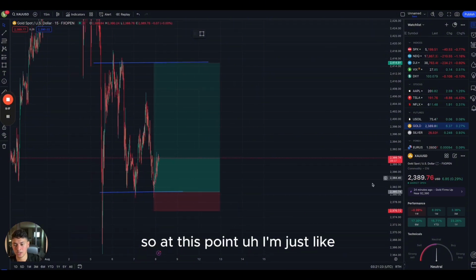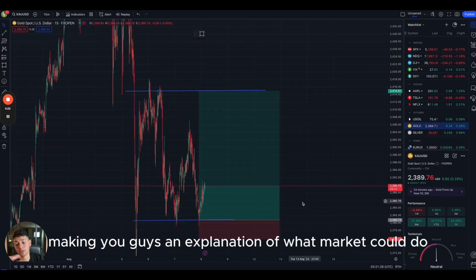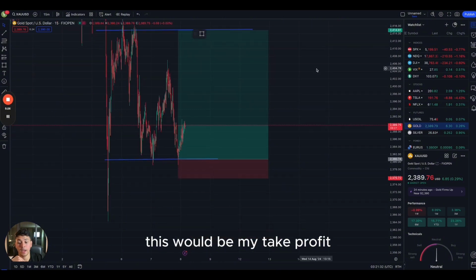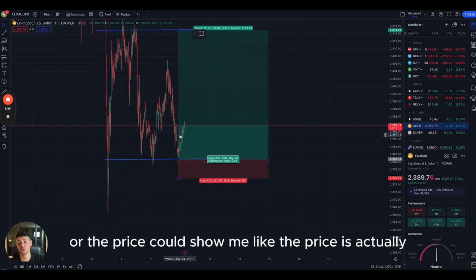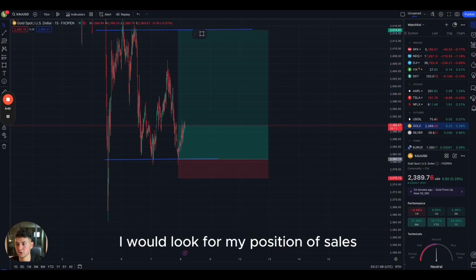of the night. So at this point, I'm just making you guys an explanation of what the market could do. So yeah, this would be my stop loss, this would be my take profit, and if the price were to show me a bias of a short, or the price is actually tanking, coming down, I would look for my position of sales.